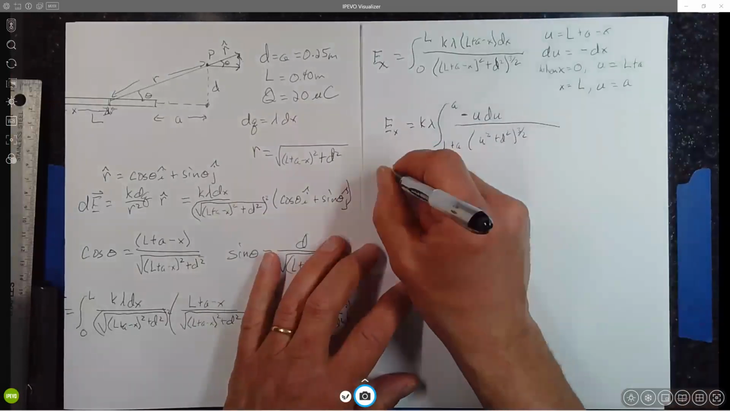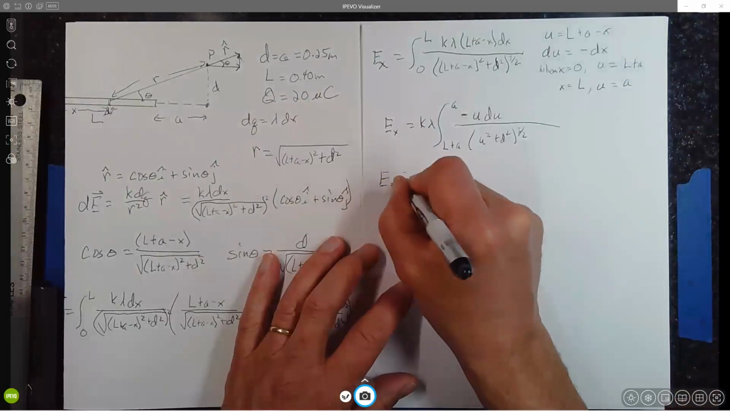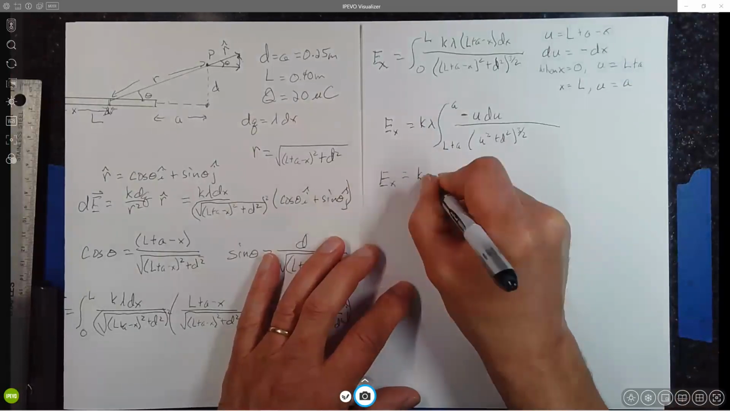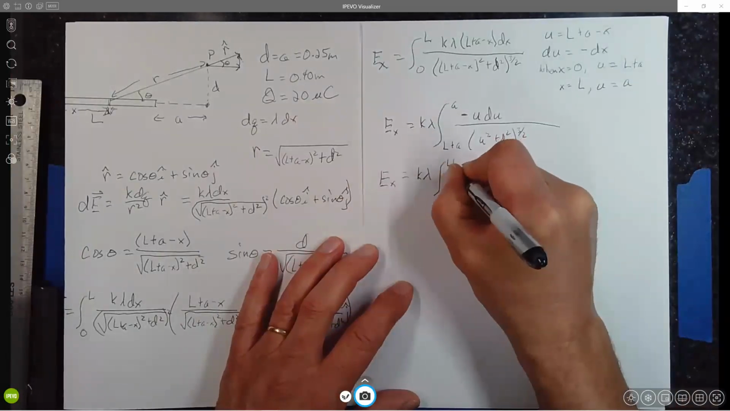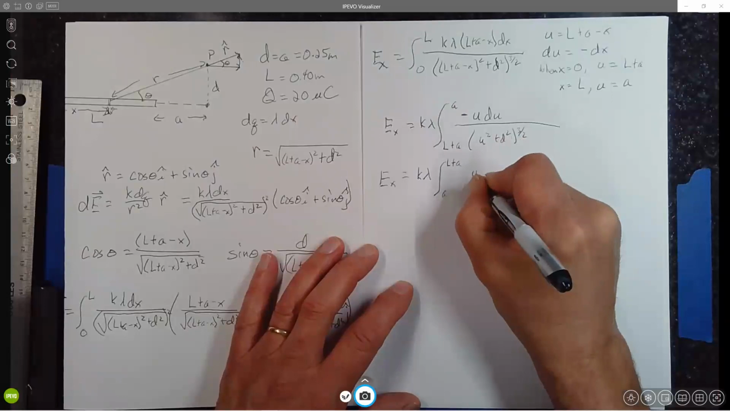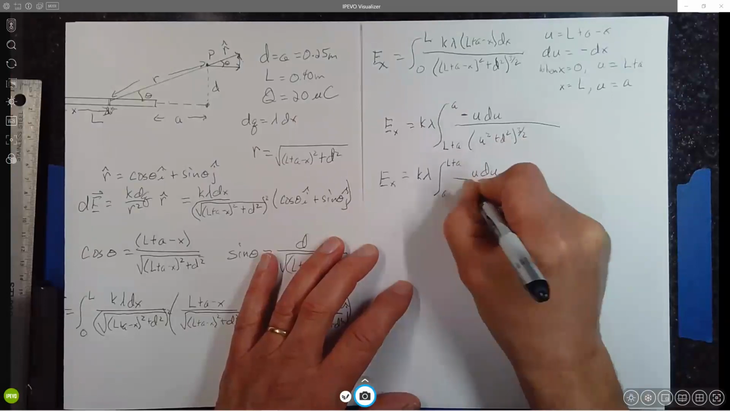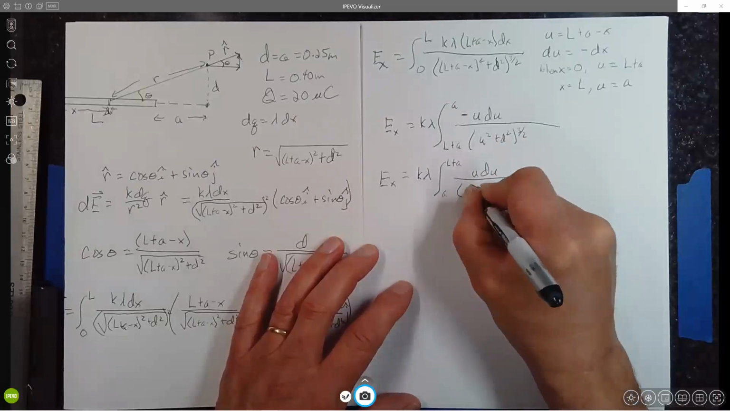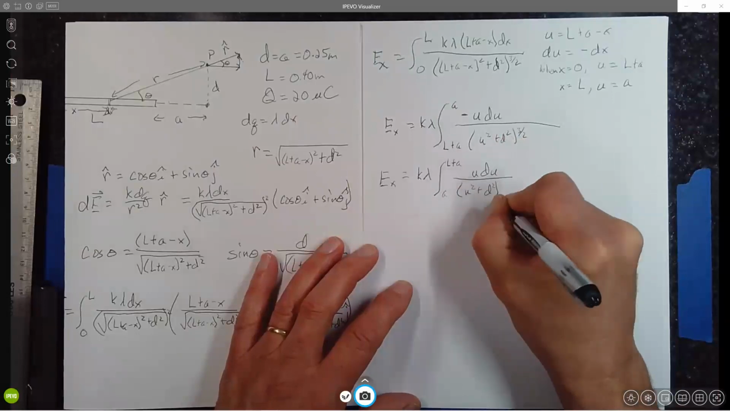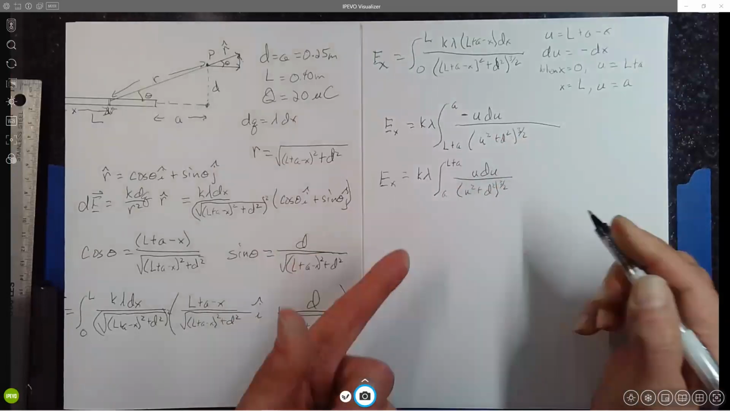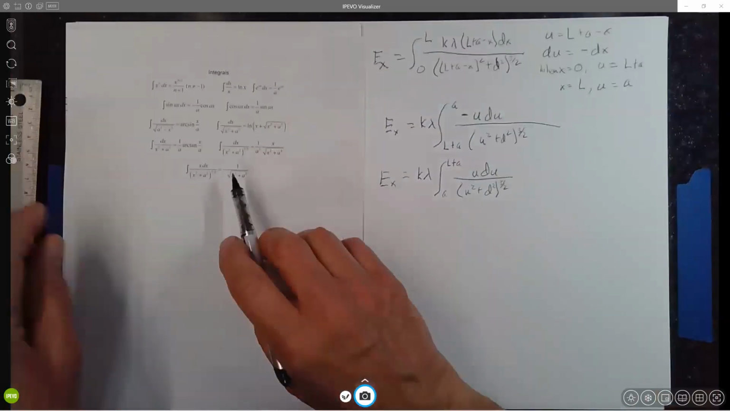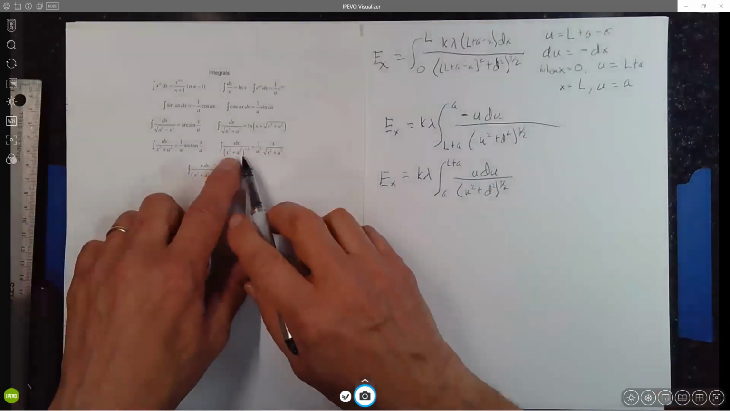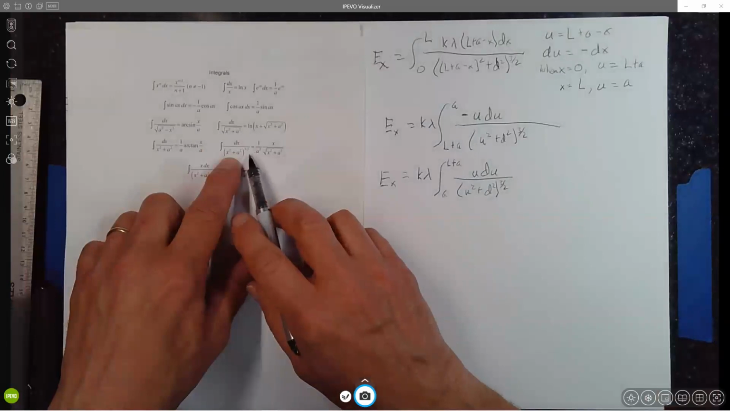So my E sub x would then become k lambda times the integral from a to L plus a of u du over u squared plus d squared to the 3/2. Now it's not such a scary looking integral, and in fact, this should be one that's on my list here. Let's see, there's one, dx over x squared plus a squared to the 3/2.